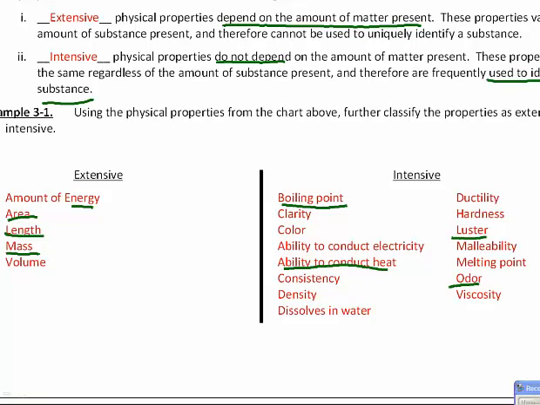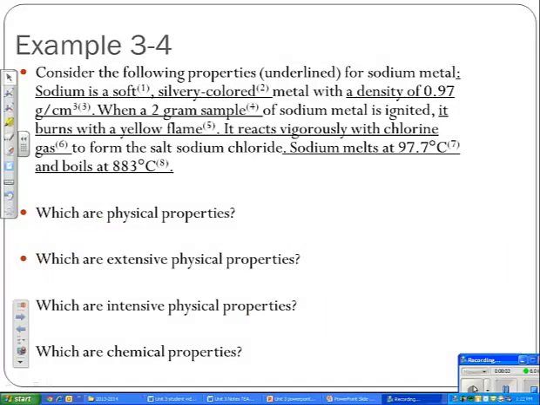People tend to struggle with these two categories, but we'll focus on that a lot in class, so don't worry about it too much if you're not quite getting it yet. All right, guys, now this problem is probably not on your notes.